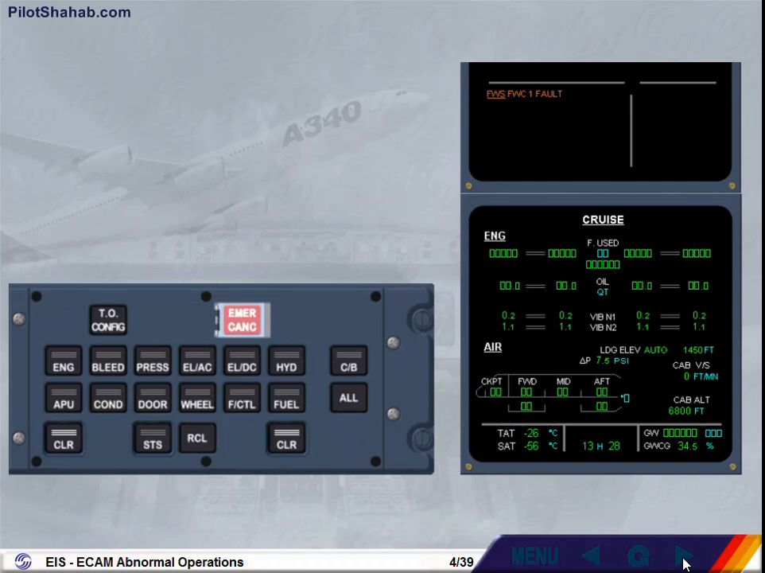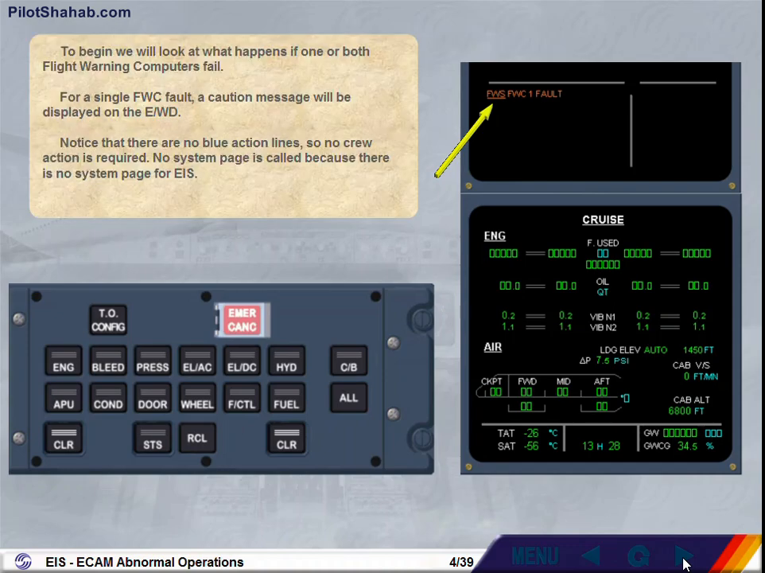To begin, we will look at what happens if one or both flight warning computers fail. For a single FWC fault, a caution message will be displayed on the engine warning display. Notice that there are no blue action lines, so no crew action is required. No system page is called because there is no system page for EIS. Clear FWS.